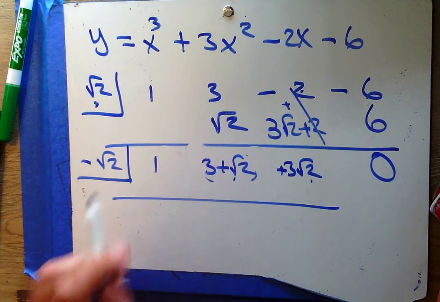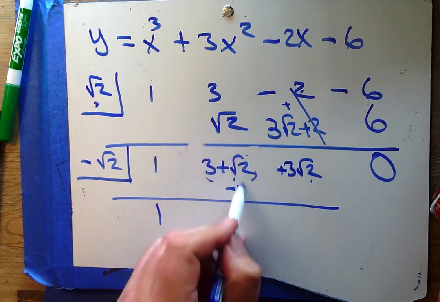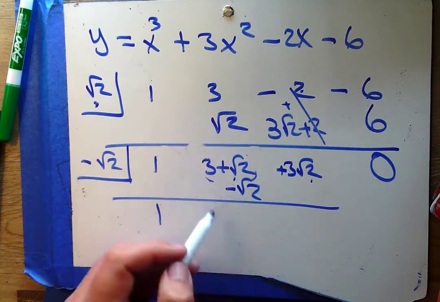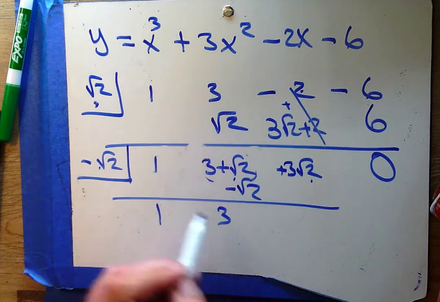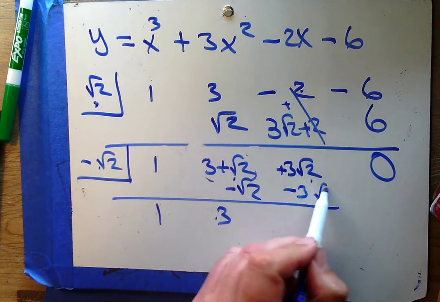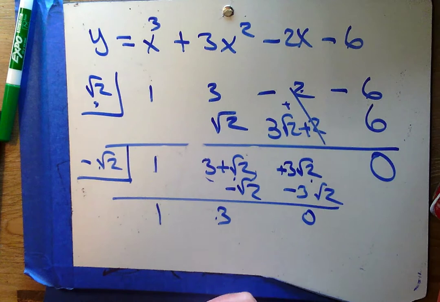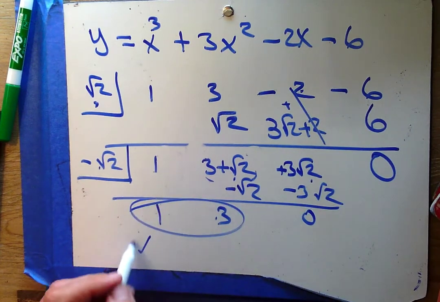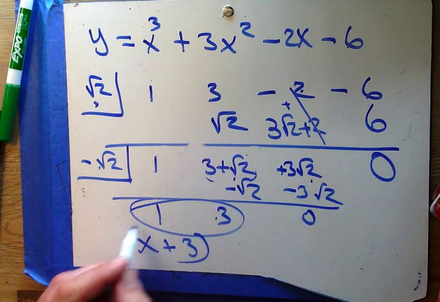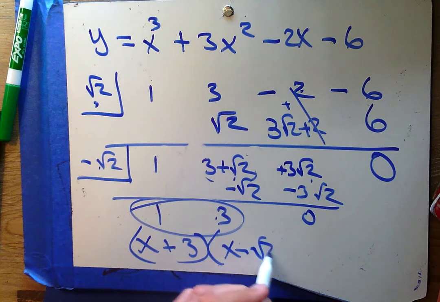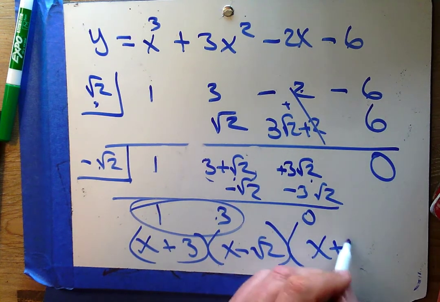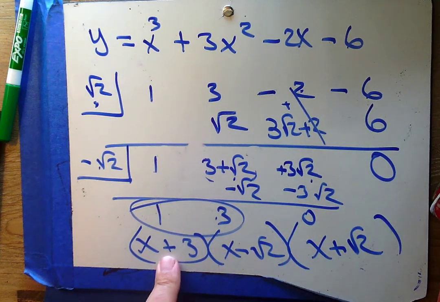Okay, let's get that. 1, so we get negative root 2. Oh, look, I add these, and I'm left with this, and I multiply, and I add these, and I get this. And look, there it is. 1x plus 3 times x minus root 2, x plus root 2. Hold on a second. Yeah, that's correct. All right.